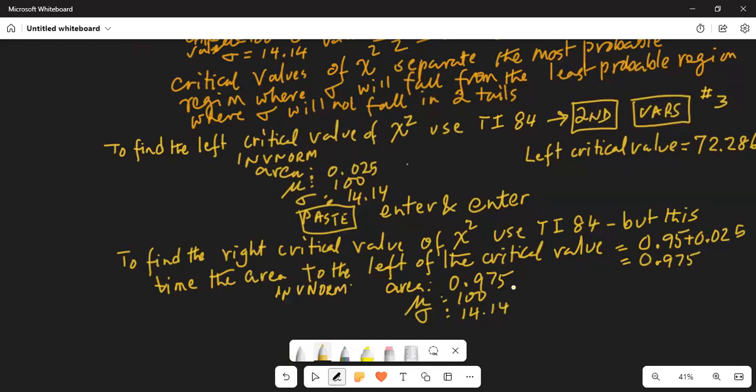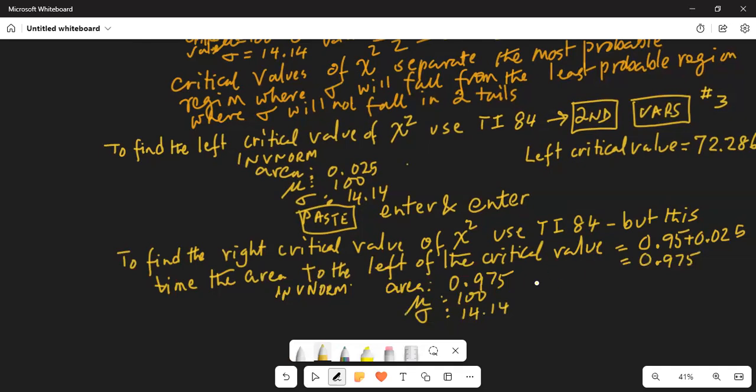So second VARS, number 3, the only thing that will change is the area. Why is it 0.975? Because the area to the left of the right critical value is 0.95 in the center plus 0.025 in the left tail, okay? And it is 0.975, 0.95 plus 0.025. And we paste, enter, and enter.